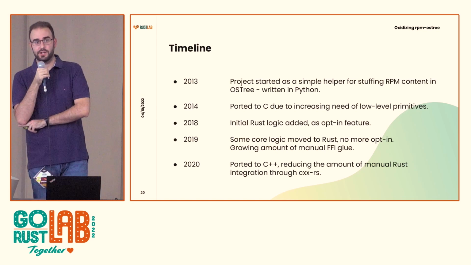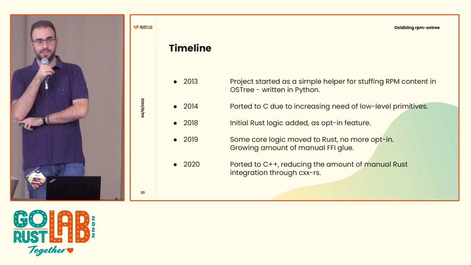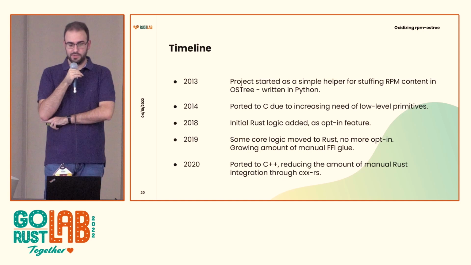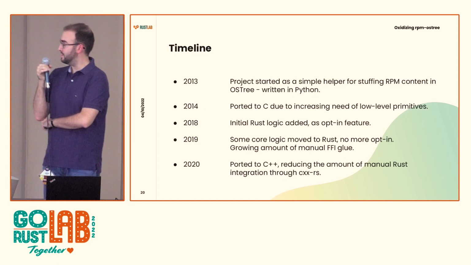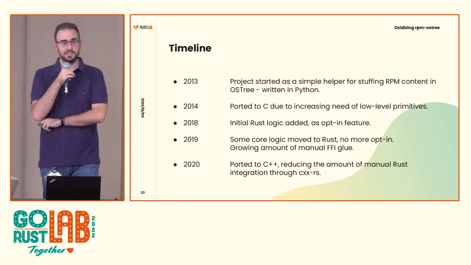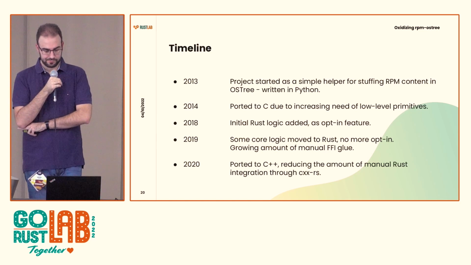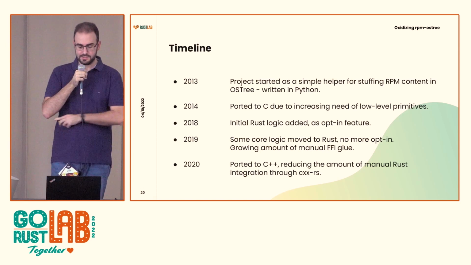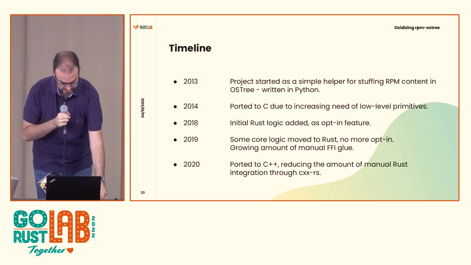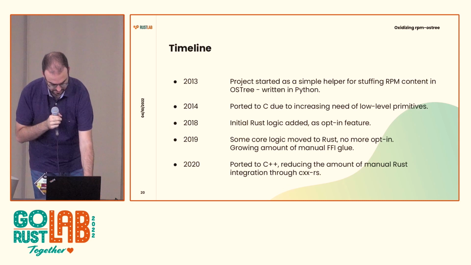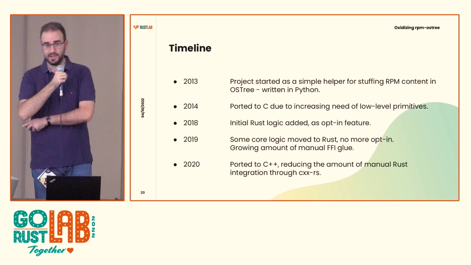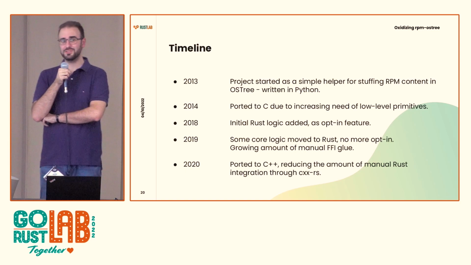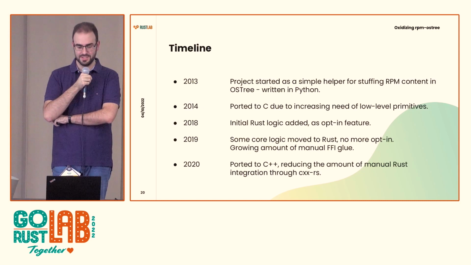And again, this is where all those GNOME, glib, and other things came into play. Then fast forward many years. In the middle here, there was the acquisition. Many things changed. And in 2018, we started toying with an idea, which was adding some logic in Rust to this project, as an opt-in feature, which means we were not sure. We were kind of like, okay, this looks nice, but let's try and see how it works.